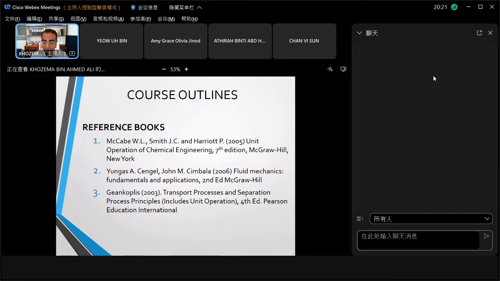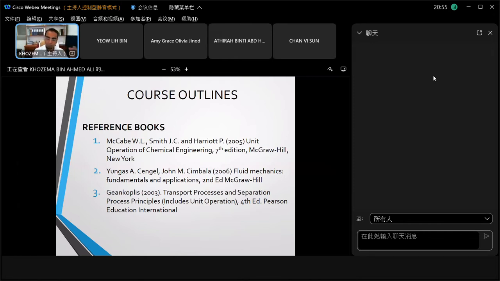in the coming semesters. Okay, and then the second book is by Yunus A. Cengel, Fluid Mechanics: Fundamentals and Applications. Here also you have the fundamental part and also the application. And the third book is Geankoplis, Transport Processes and Separation Process Principles. These are the three main reference books, meaning that most of what I'll be teaching you will be coming from these three books.